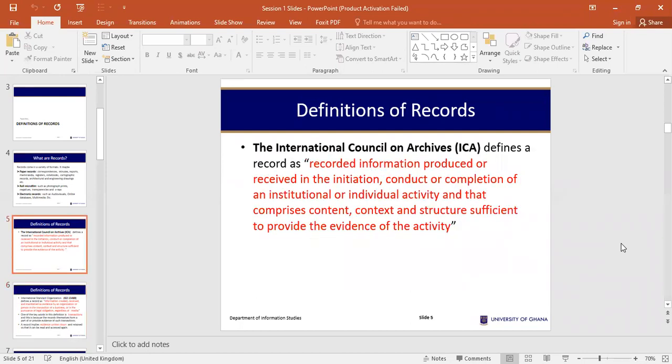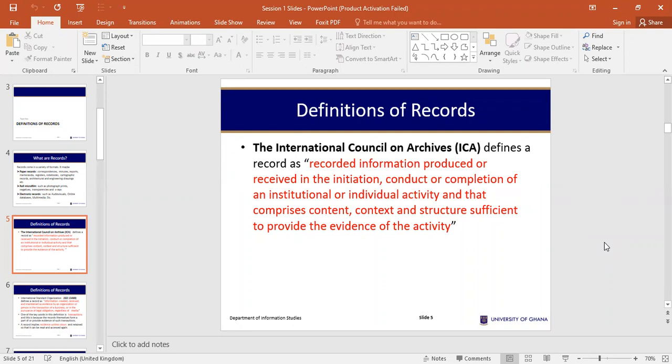The definition by the ICA simply makes reference to the fact that a record is recorded information. Information is abstract. I'm speaking to you and providing information. Until you record it, or you write it down from what I'm saying, it's just information. But the moment you capture it on a medium, whether electronic or paper-based, it becomes a record. And that is so because at any point you'll be able to make reference to it. It becomes tangible. Without recording, it remains abstract.